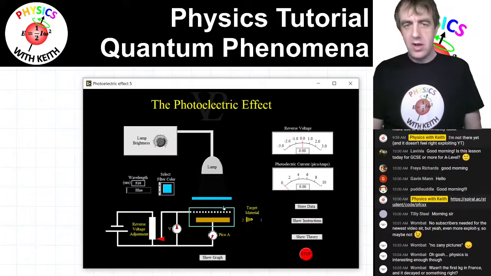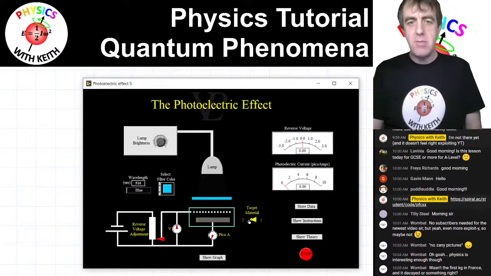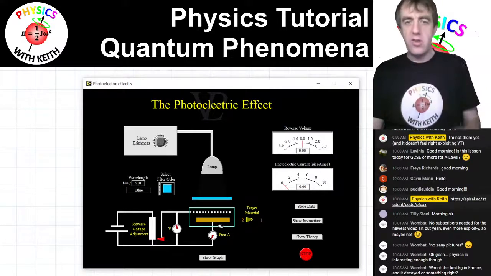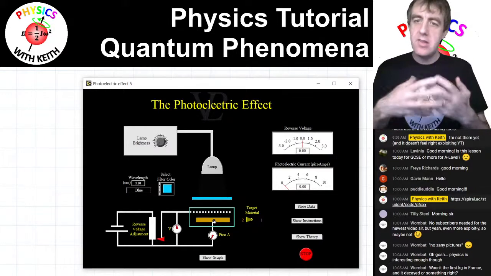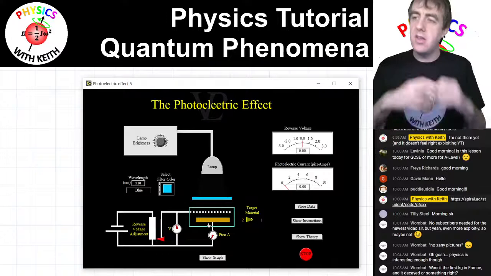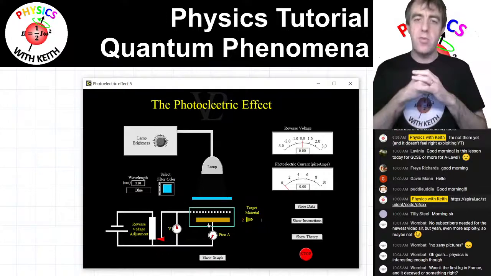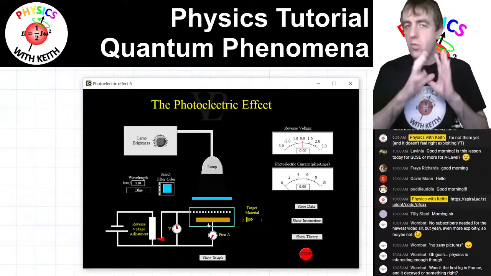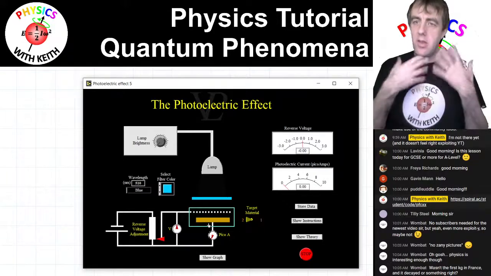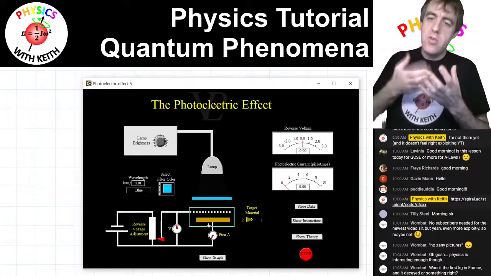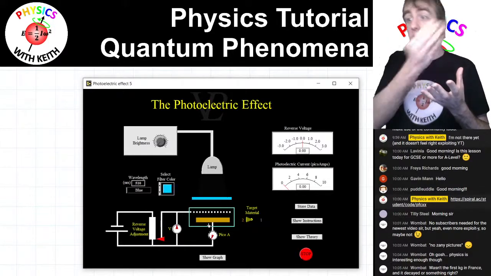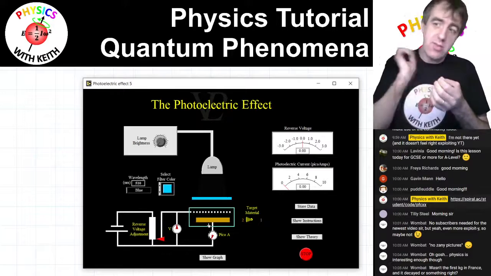So we've got light going down here. Then we've got this piece of metal here, and I can change what that metal is. It's got two arbitrary metals, just 1 and 2 here. Now what happens is when the light hits this metal, it can cause electrons to leave the surface of the metal. According to the wave theory of light, light energy is transmitted in waves. And if you wanted to get electrons to have enough energy to leave the metal surface, you just have to have a bright enough light shining on them.